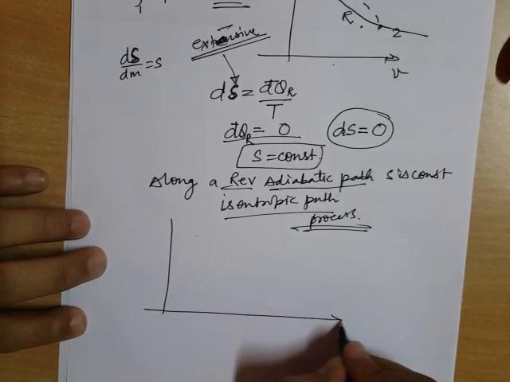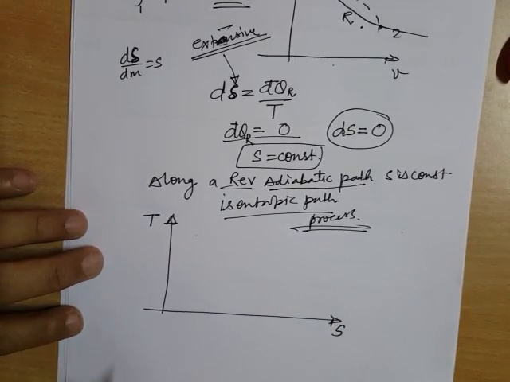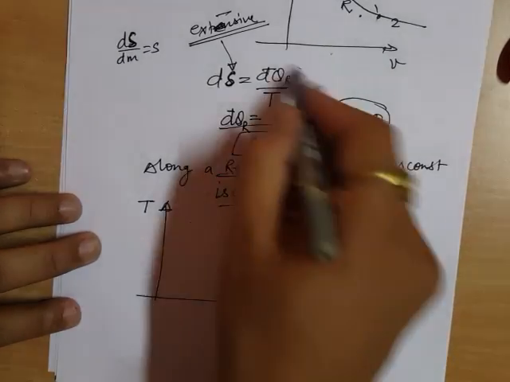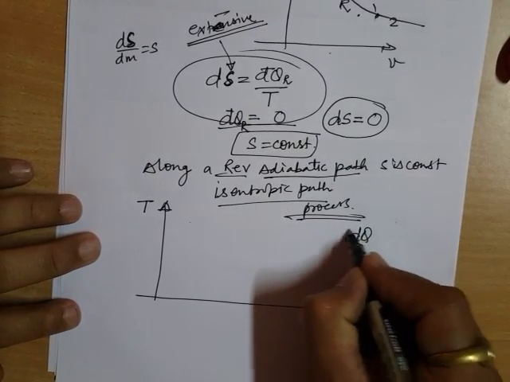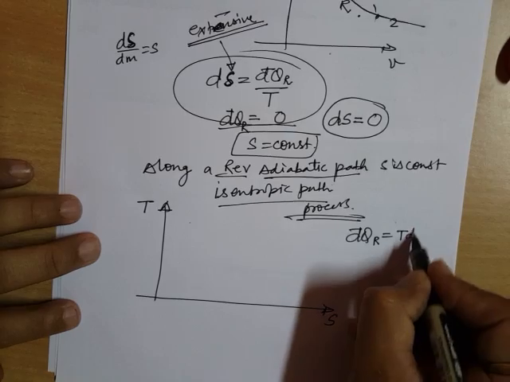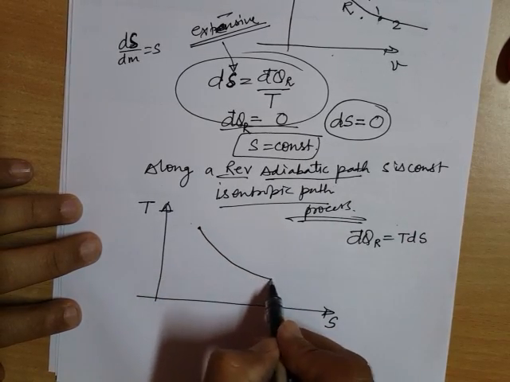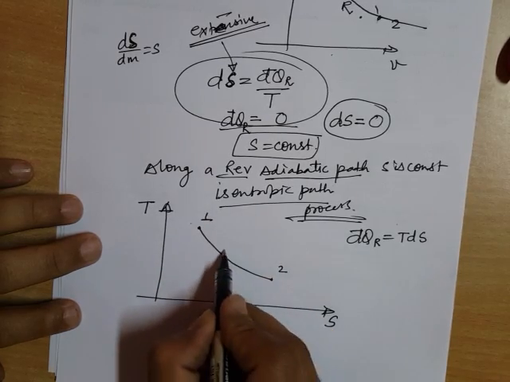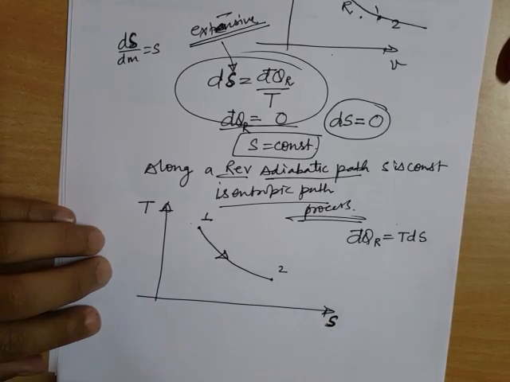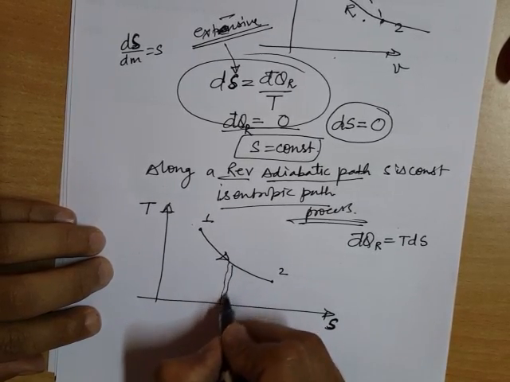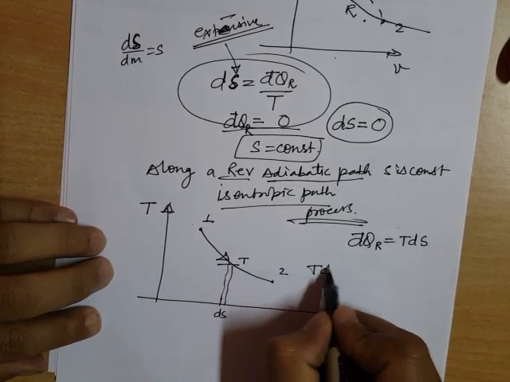Now consider this plot, temperature entropy plot. Why am I considering this? This will be clear from here. Look friends, this dq along a reversible path is TdS. So if you have any reversible path 1 to 2 in this TS plot, this is intensive entropy, and you consider a small strip dS at temperature T, so the area of this will be TdS.